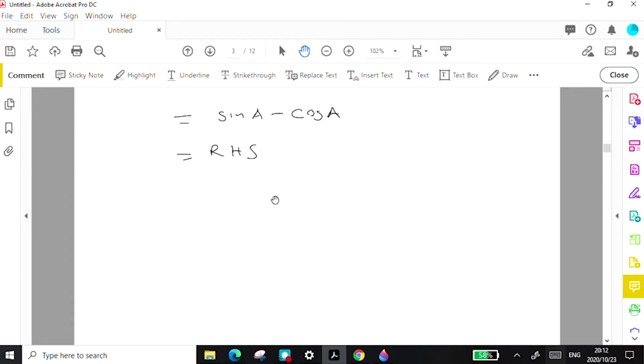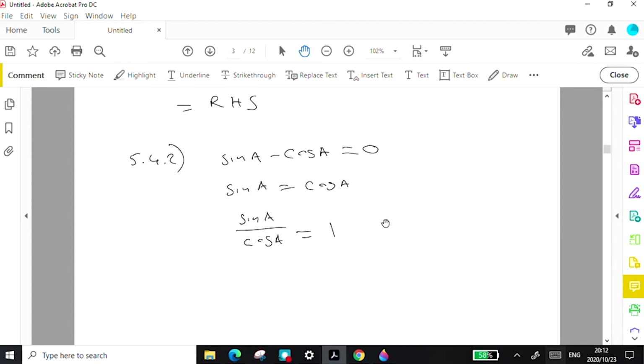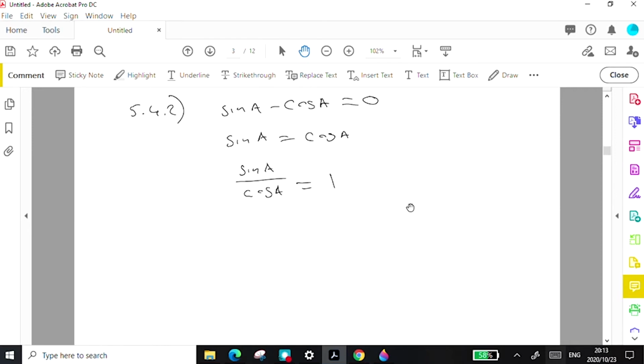So for number 5.4.2, our identity would be undefined when sine a minus cos a is equal to 0. This is when sine A is equal to cos A. Therefore, dividing both sides by cos A, we get sine A divided by cos A is equal to 1. Now sine A divided by cos A is tan A. So we have tan A equal to 1.